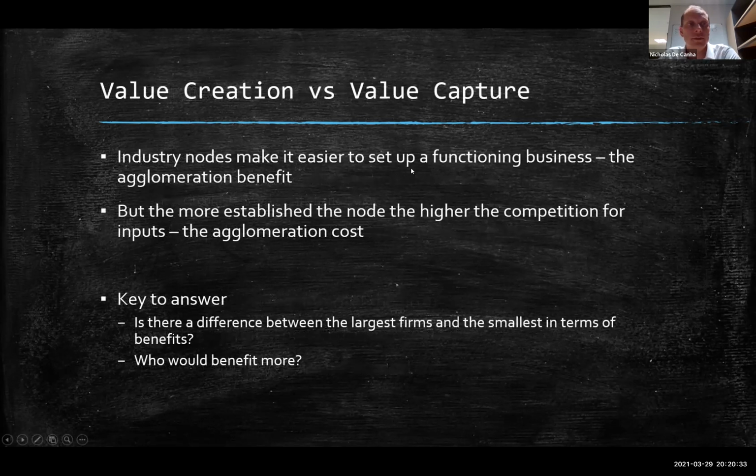Okay, value creation versus value capture. So industry nodes make it easier to set up a functioning business. That's the agglomeration benefit. But the more established, the more competition, that's the agglomeration cost. So is there a difference between what the largest and smallest firms will experience? Who will benefit more?